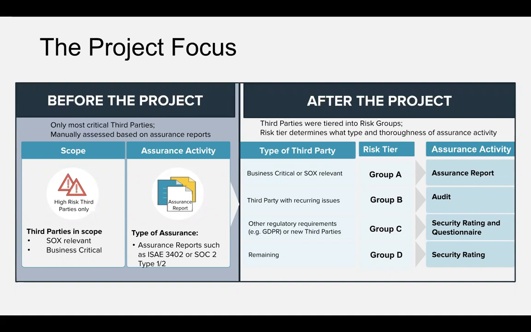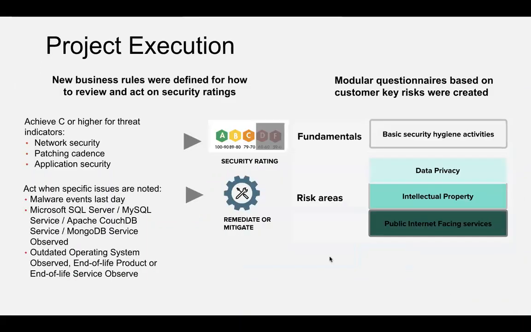Then we had a type of third party with recurring issues. There would potentially be an audit engaged in. Other regulatory requirements was a third tiering, so those with GDPR requirements, could be PCI or other. There we would use security ratings and a questionnaire and engage with those vendors. And then the final group, what we call the remaining vendors, we would just use security ratings to understand where that cyber risk was, and only if they were more critical to the impact, move them up a tier and start to engage with them with questionnaires, mitigation, and involvement. So there were different types of assurance activities depending on the type of partner or vendor that we were looking at.